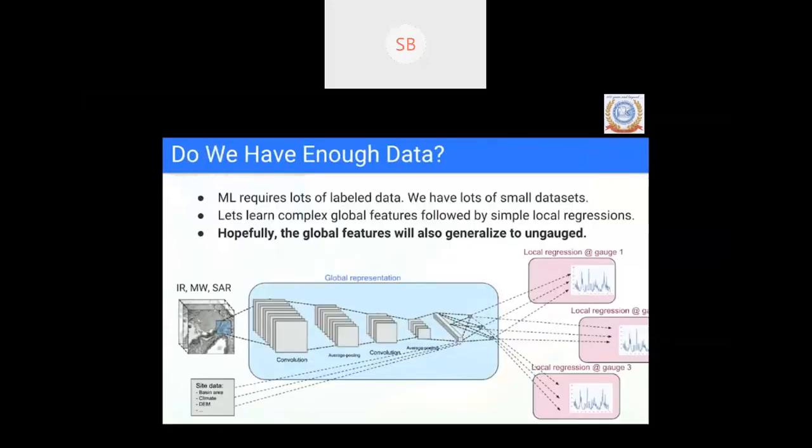Now, do you have enough data? I have a deep neural network which wants more and more data. I'm not having data.